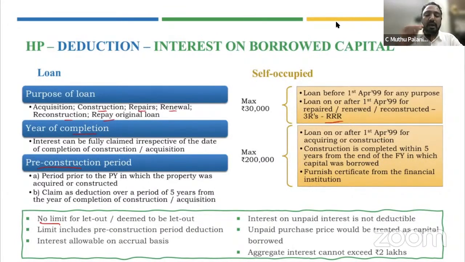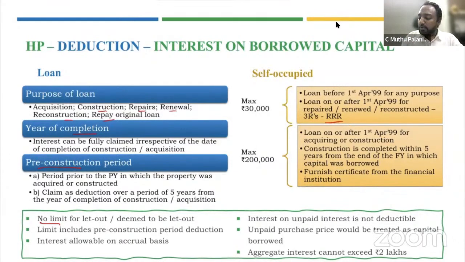Remember it like a movie, RRR. So RRR stands for repair, renewal, reconstruction. If it is for these three purposes, that is RRR, repair, renewal, reconstruction, then it is maximum 30,000. If it is for acquiring or for construction, then it is full loan.